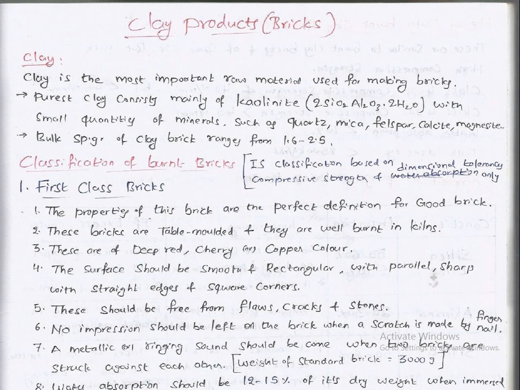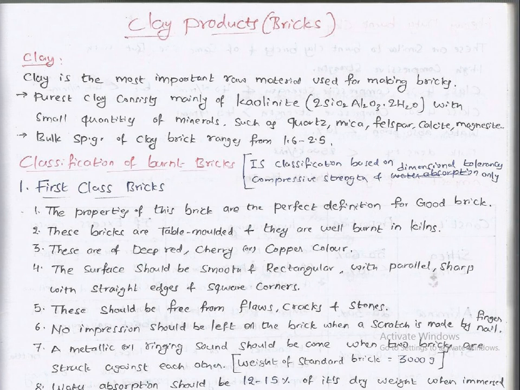Classification of burnt bricks. The highest classification is based on dimensional tolerance and compressive strength only. First class brick. The properties of the brick are the perfect dimensions of a good brick. These bricks are table molded and well burnt in kilns. They are deep red, cherry and copper colored, and the surface should be smooth and regular with parallel, sharp and straight edges and square corners. These should be free from flaws, cracks, and stones.